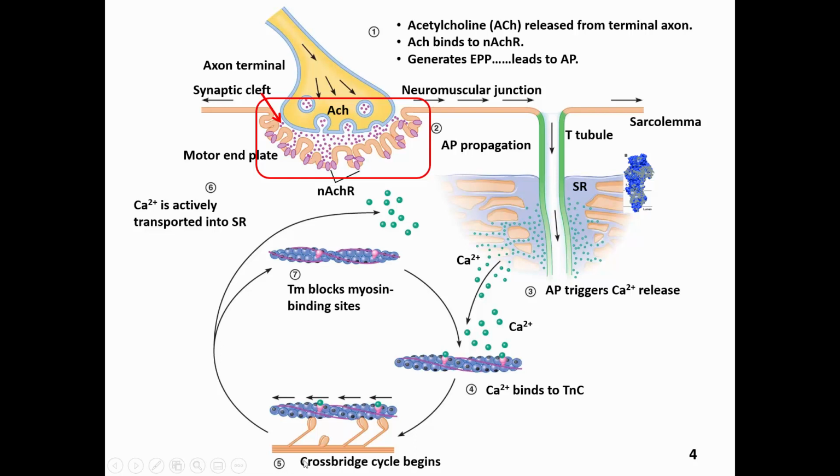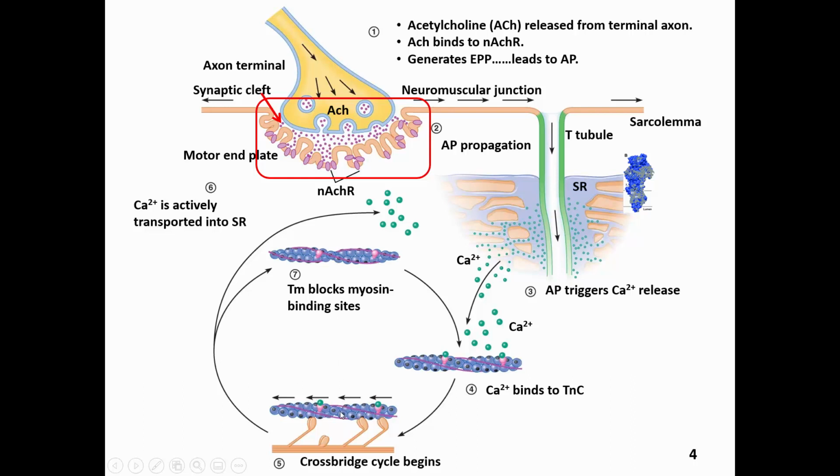Now, in order to stop force production, two events have to take place. Action potentials have to stop along the alpha motor neuron. And calcium has to be removed. And when calcium is removed from its connection to troponin C, that tropomyosin will then move back and block the binding sites, preventing force production.